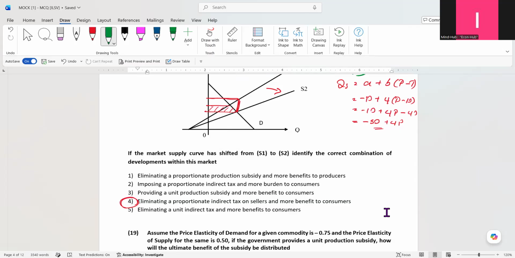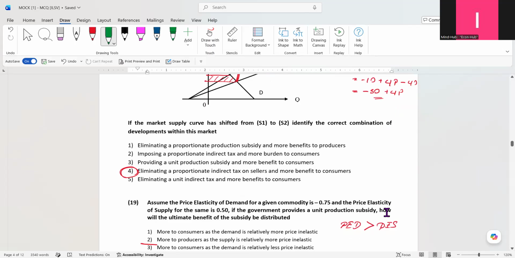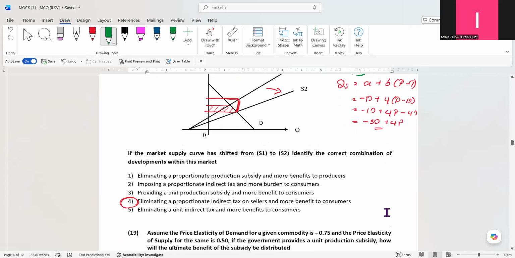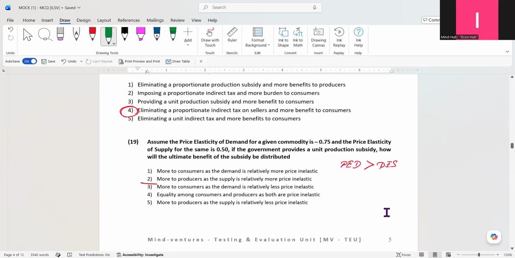Again and again I am saying, removing a tax, that is a negative tax, is basically the effect of a subsidy. And why do we say proportionate tax? Because the curve is not parallel. The two supply curves are proportionate. That means it's an ad valorem, or proportionate percentage, tax. Correct answer number 4.